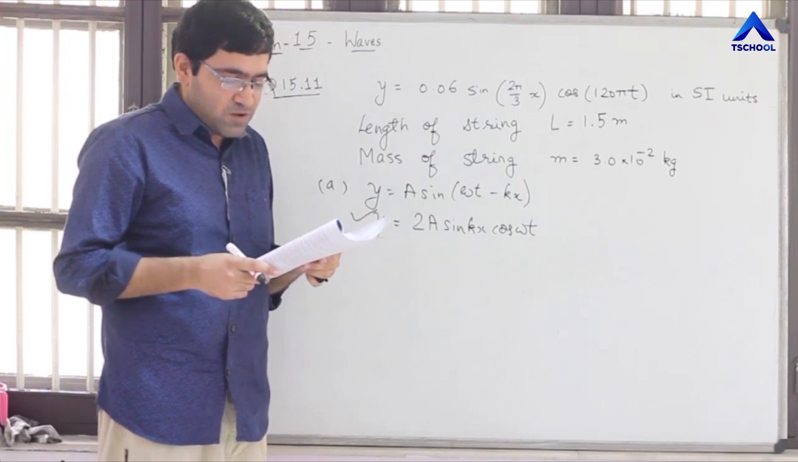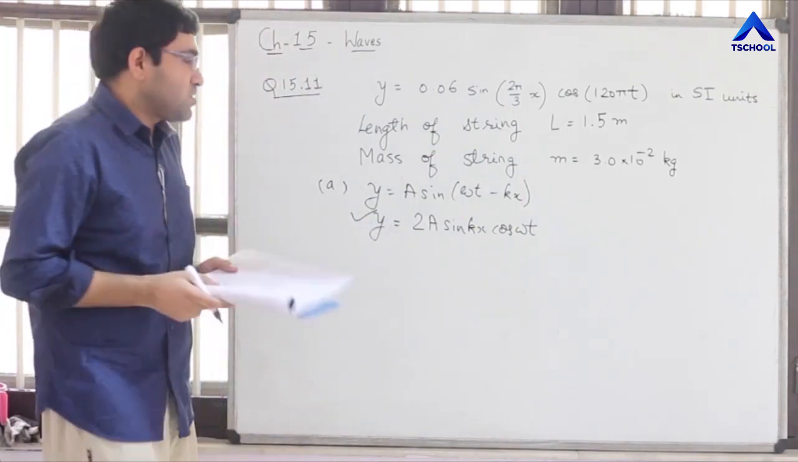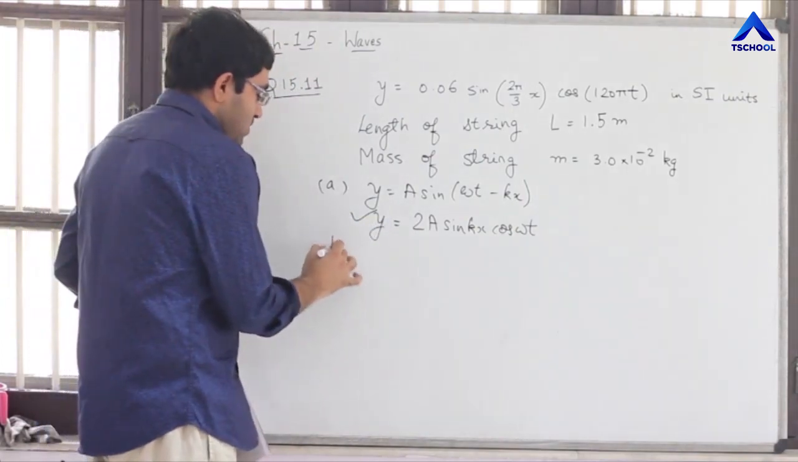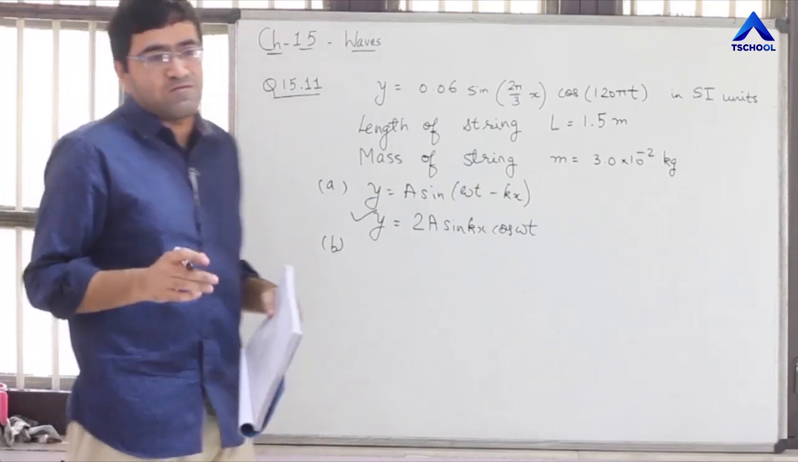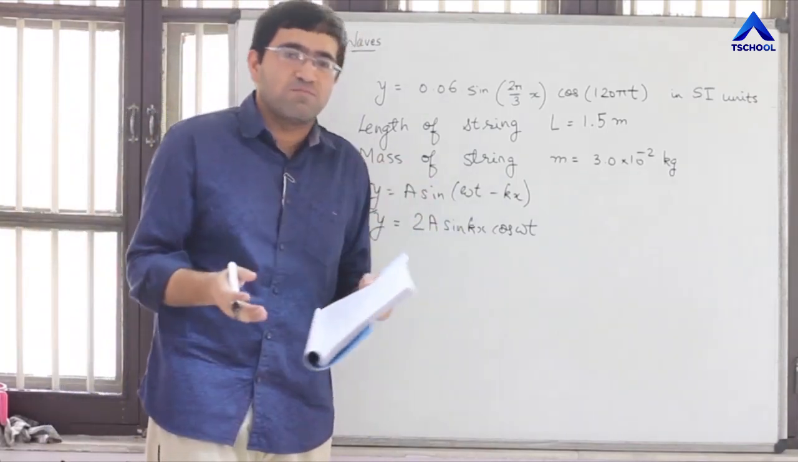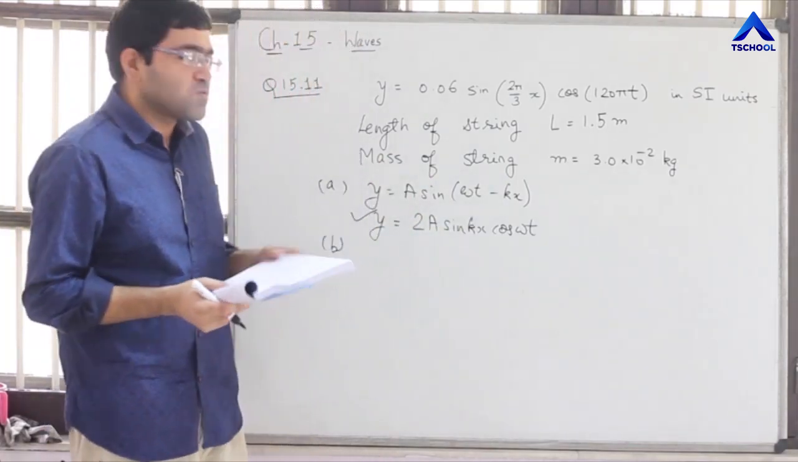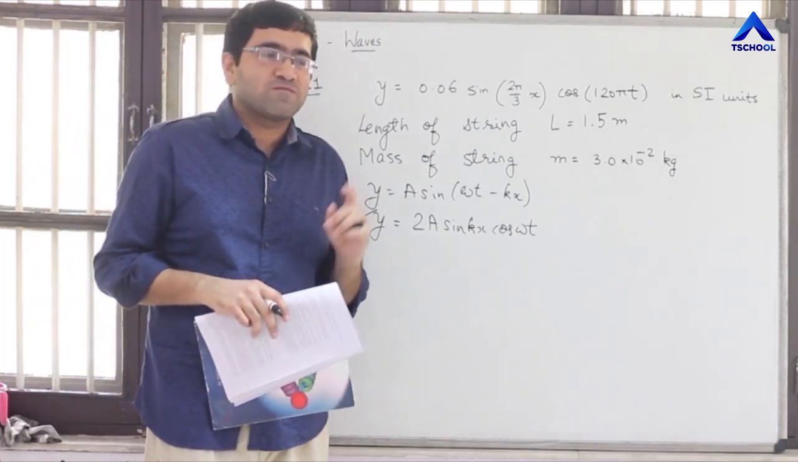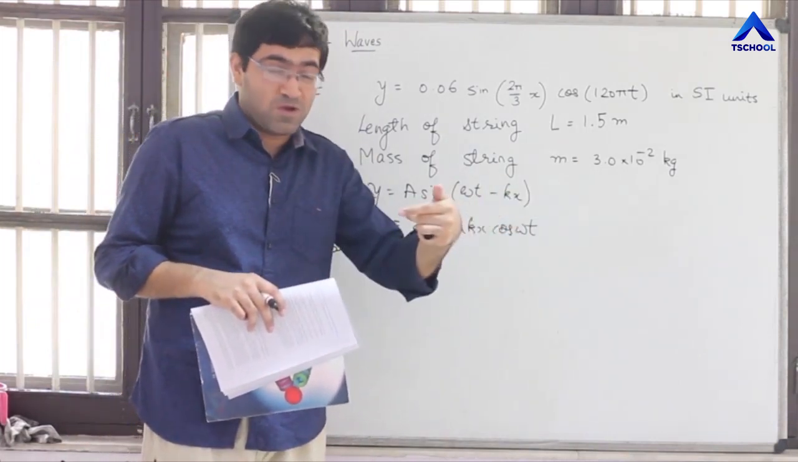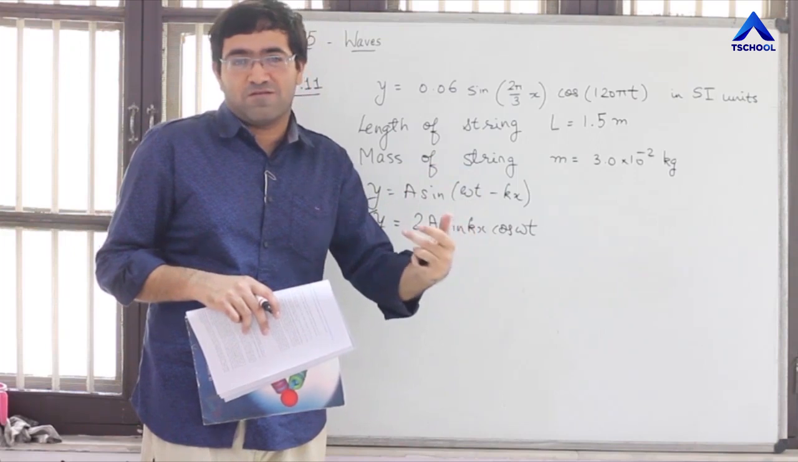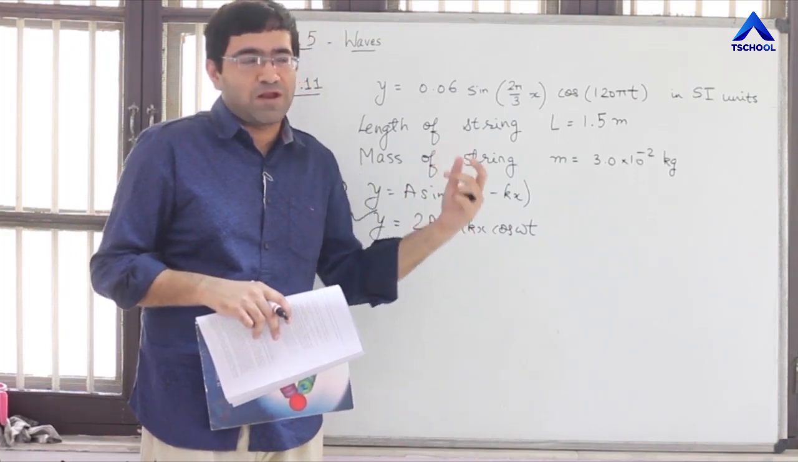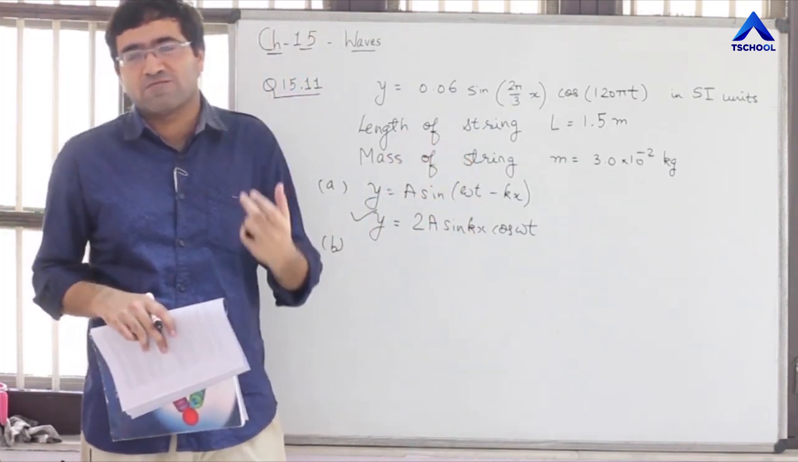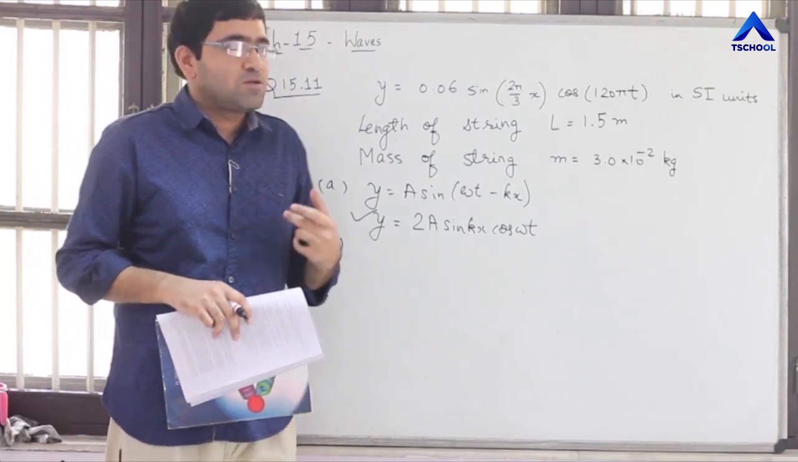What is the wavelength, frequency and speed of each wave? Alright, so hopefully you do remember that when a wave hits an end and gets reflected back, due to the superposition of these two waves, that is the incident wave and the reflected wave, we have a pattern of nodes and antinodes.